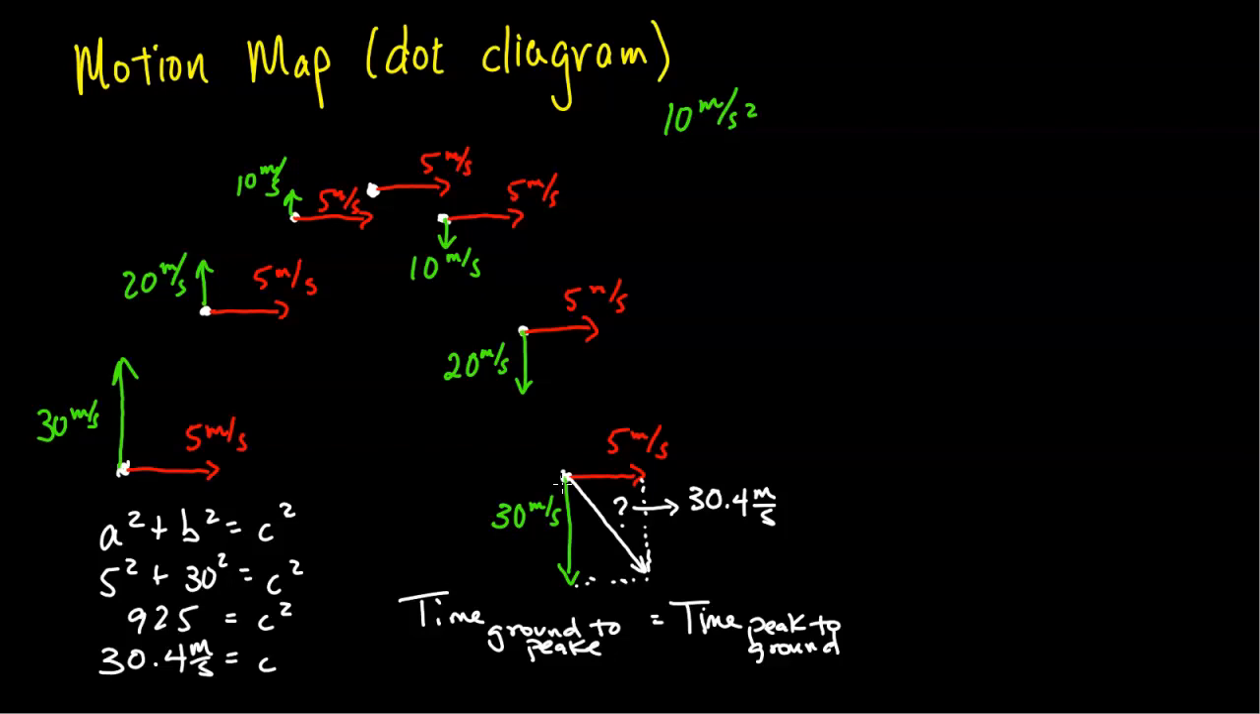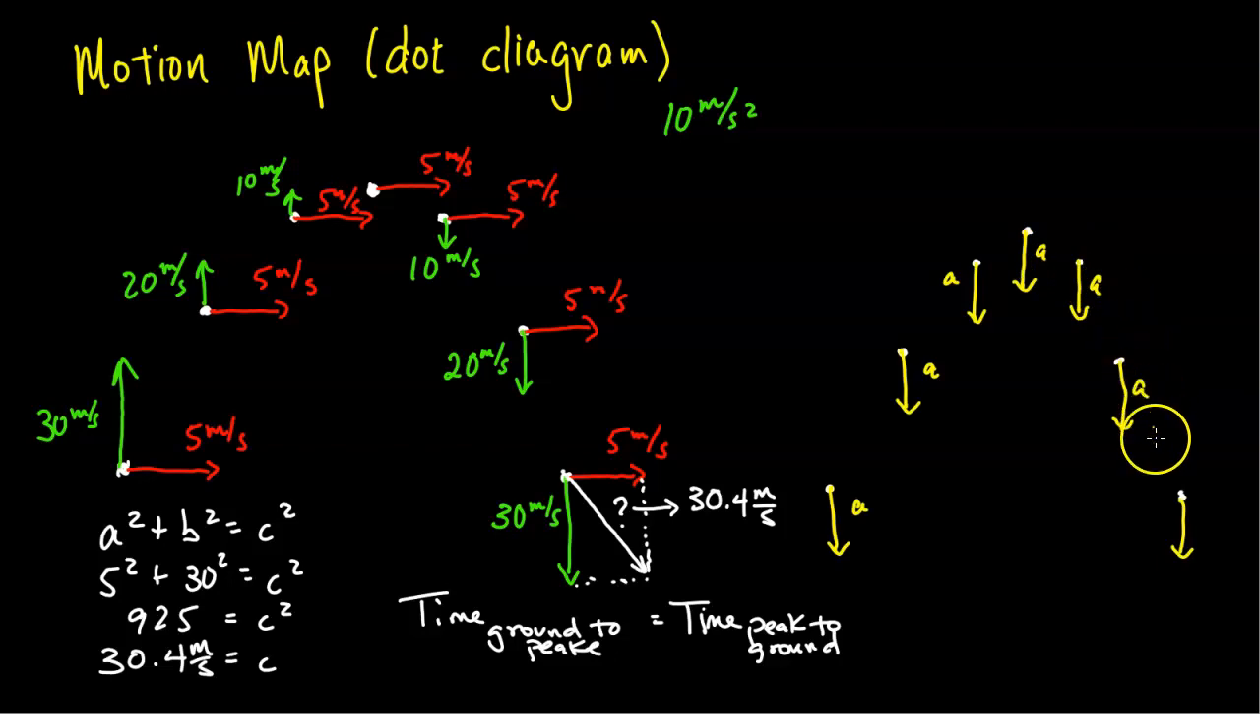Now, I want to do one more thing, which is look at the acceleration motion map. The acceleration motion map is going to have an arrow going downward because the acceleration is always downward, and it is always going to be constant. So let me go ahead and label that. We've got the acceleration is downward, downward, downward, downward.